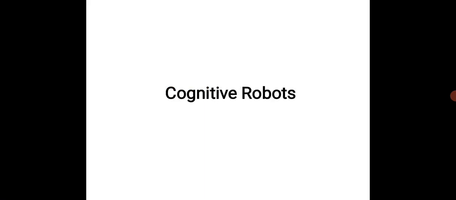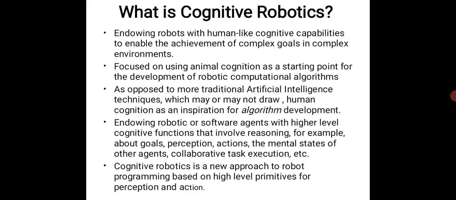Next is cognitive robotics. What is cognitive robotics? It is endowing robots with human like cognitive capabilities to enable the achievement of complex goals in complex environments. It is focused on using animal cognition as a starting point for the development of robotic computational algorithms. It is a new approach to robot programming based on high level primitives for perception and action.